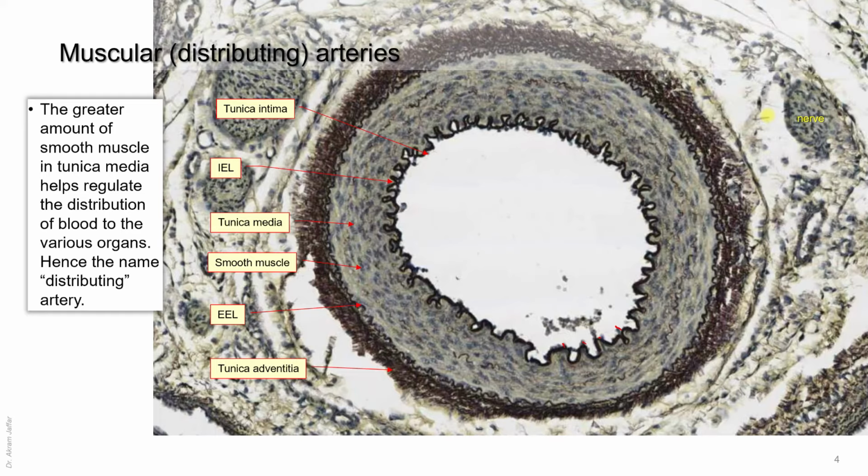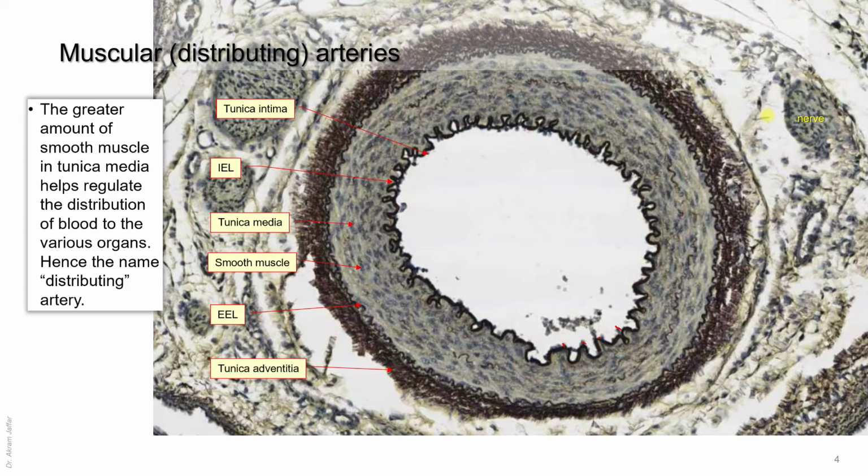That's why they are called distributing arteries, because they control the distribution of the blood, and they are muscular because this control over distribution is due to the fact that they have a thick tunica media made of multiple layers of smooth muscle fiber. This is another type of artery, which is called an elastic or conducting artery.